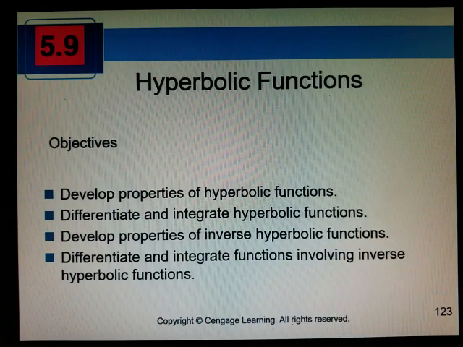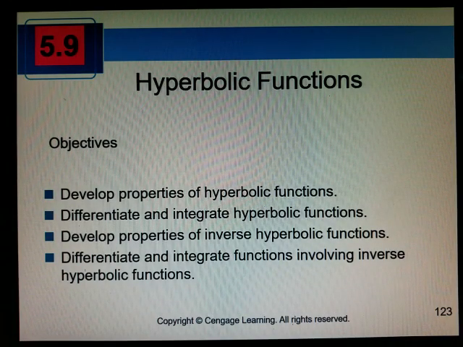This is the last lesson of notes in Calculus 1 for us. So lesson 5.9, hyperbolic functions. You definitely want the pink sheet for these notes today.